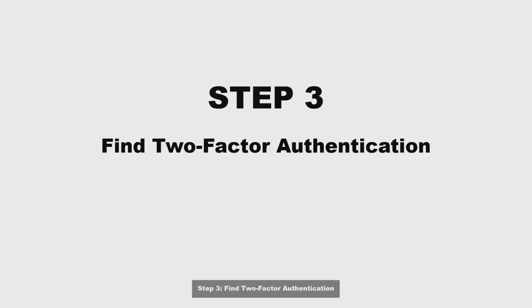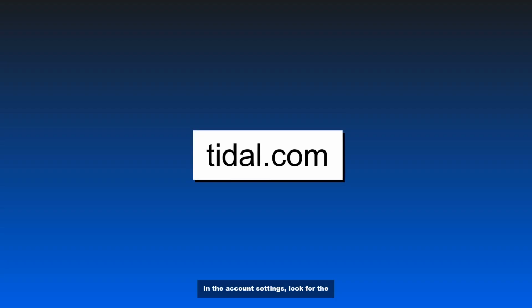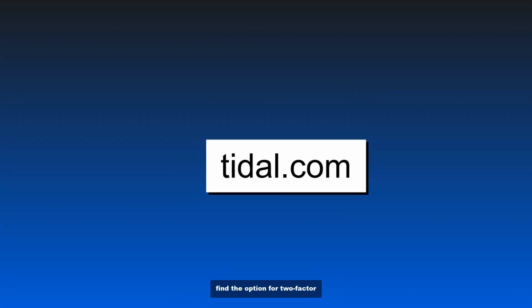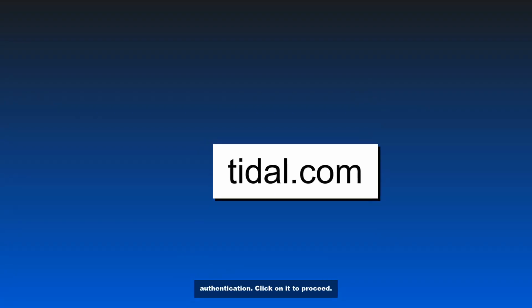Step 3. Find two-factor authentication settings. In the account settings, look for the security or privacy section. Here, you should find the option for two-factor authentication. Click on it to proceed.